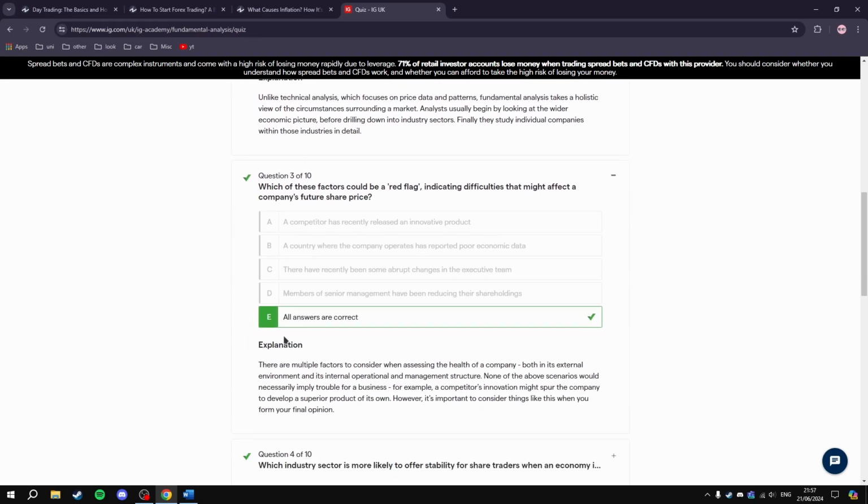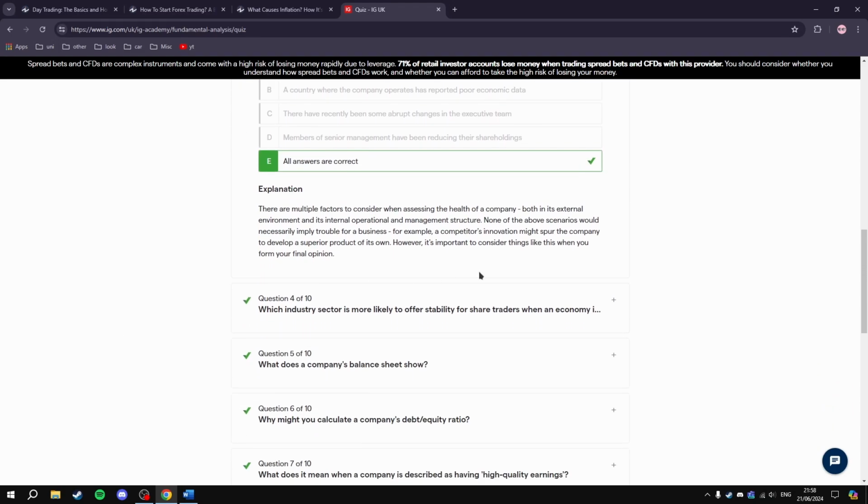There are multiple factors to consider when assessing the health of a company, both in its external environment and its internal operation and management structure. None of the above scenarios would necessarily imply trouble for a business. For example, a competitive innovation might spur the company to develop a superior product of its own. However, it's important to consider things like this when you form your final opinion.